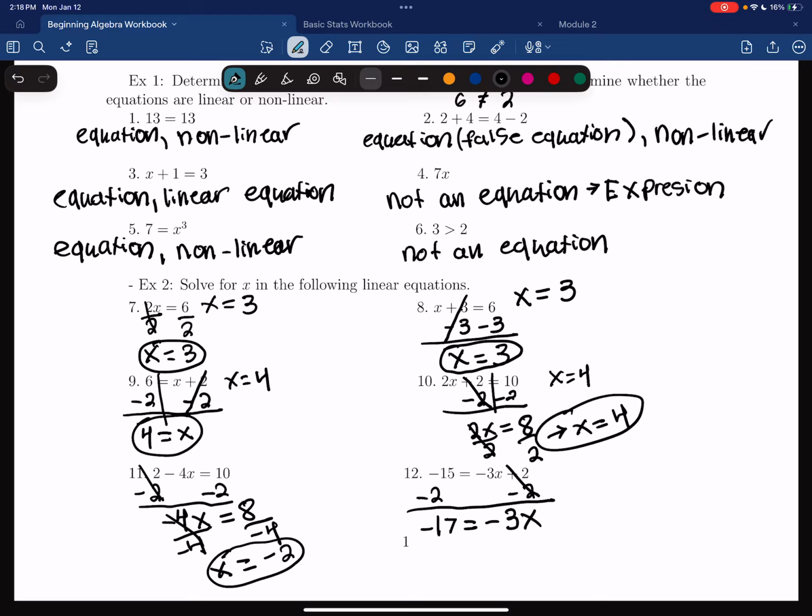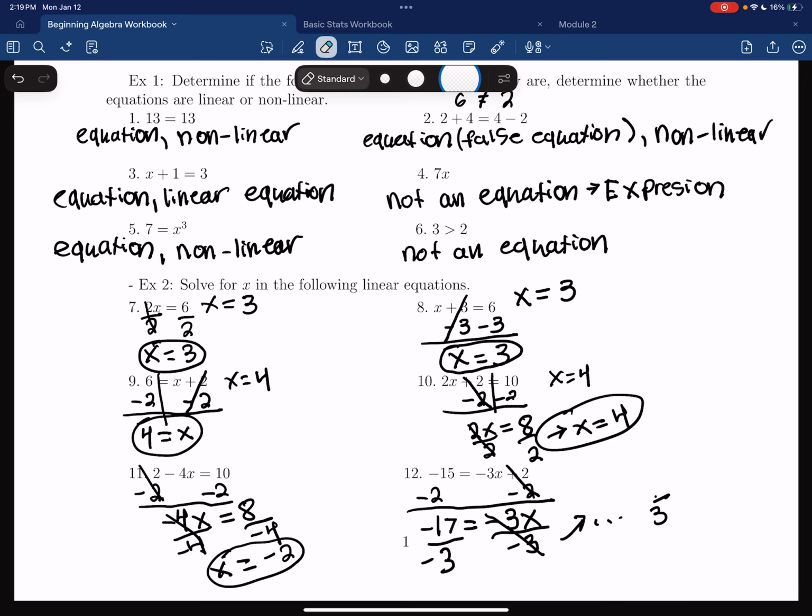And now that we have negative 3x, and this negative 3 is being multiplied by x, to undo this negative 3, or to get x on its own, we're going to have to divide by negative 3 on both sides of the equation. So we get x equals negative 17 divided by negative 3. Well, that's not a whole number. But what we can do is recognize that a negative divided by negative is going to be a positive number. So we're going to change that negative 17 over negative 3 to positive 17 over 3. And that's your final answer.